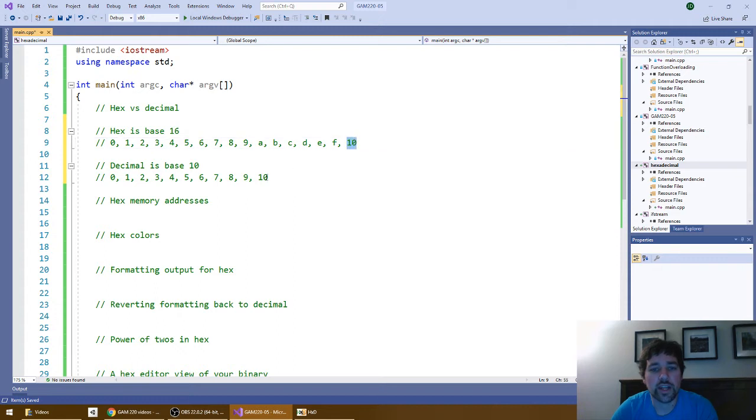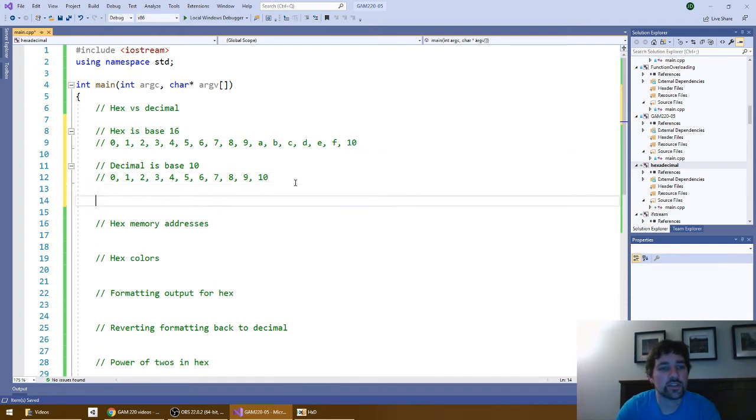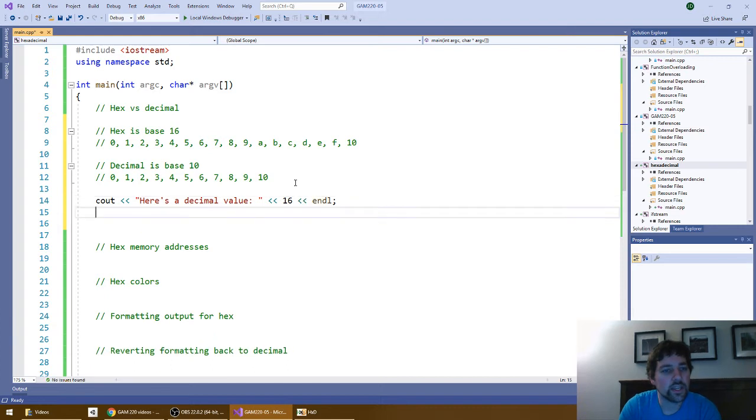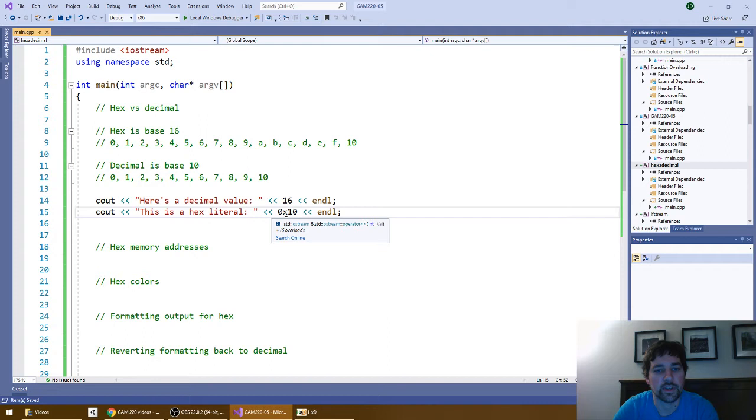So it's weird to write it out like this, and so in C++, we can make it a little clearer. Here's a decimal value. So we write it as normal, like 16. And then this is a hex literal. Hex literals are prefixed with 0x, and then you can write your hex value. So these should be exactly the same, 16, and that should evaluate to 16 as well.